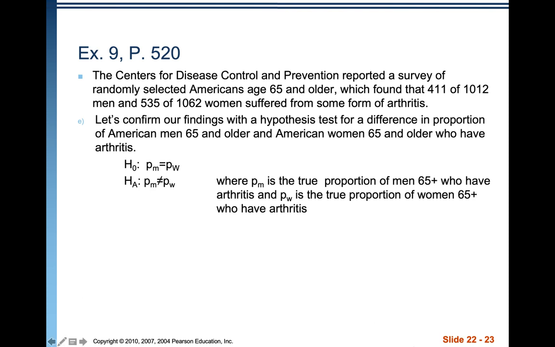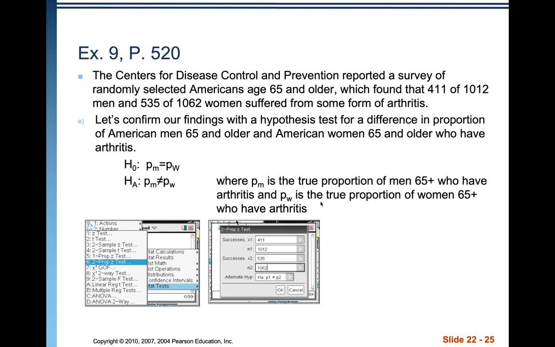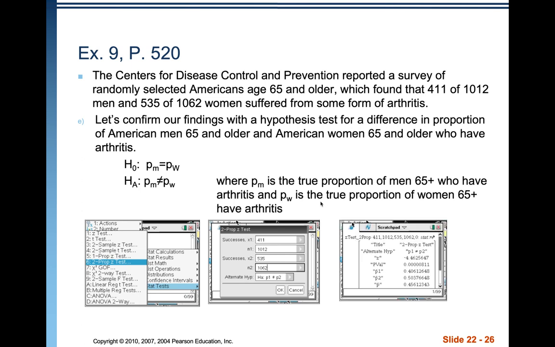So we do our 2-sided alternative. We write what our parameters are, where PM is the true proportion of men 65 plus who have arthritis, and PW is the true proportion of women 65 plus who have arthritis. So now we're still going to go to statistics, but we're going to go to stat test. We're going to pick 2 proportion Z test. We'll put in our same values. We are choosing the 2-sided alternative, and we get all kinds of output.